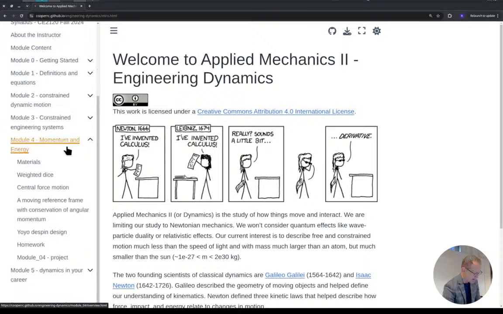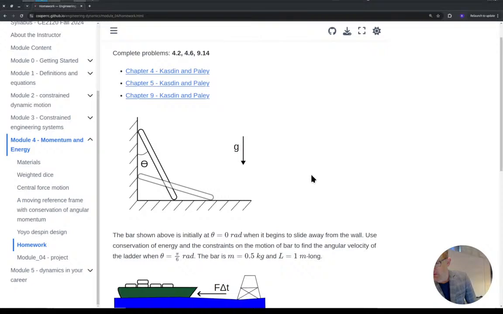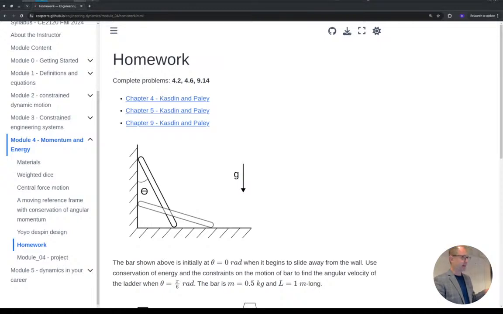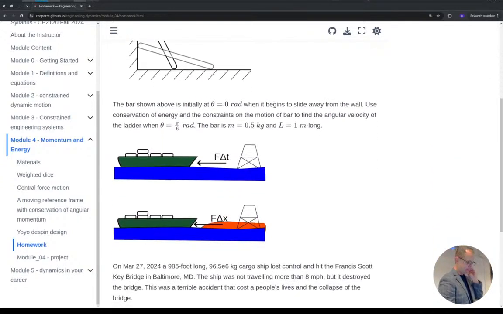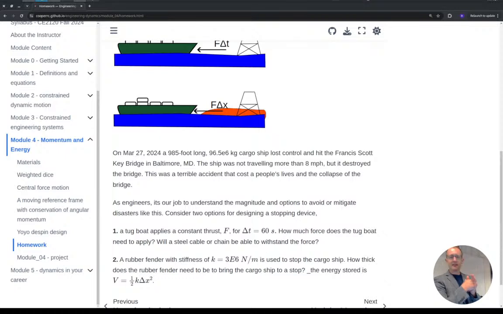So we're coming into the last of homework 4 work. Last time we took a break from looking at angular momentum and jumped into how you prevent, in this case, the Francis Scott Key Bridge collapse, where a 980 foot long, 96.5 million kilogram cargo ship hit one of the supports for the bridge, and the whole thing instantly collapsed. The collapse took less than 2 or 3 seconds.